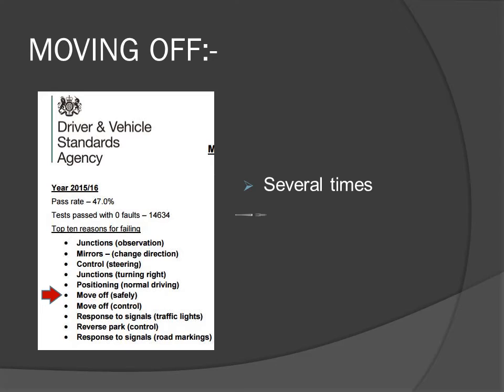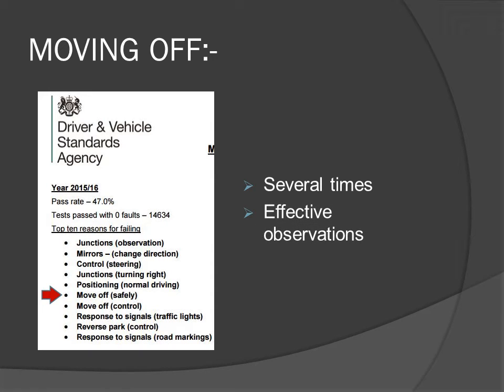Moving off. During the test, you will be asked to pull in and move off several times. This may include pulling away on a level road, on an uphill or downhill gradient, pulling off at an angle, which manoeuvre they wish you to do, the independent driving, and possibly that you'll be told to perform an emergency stop.